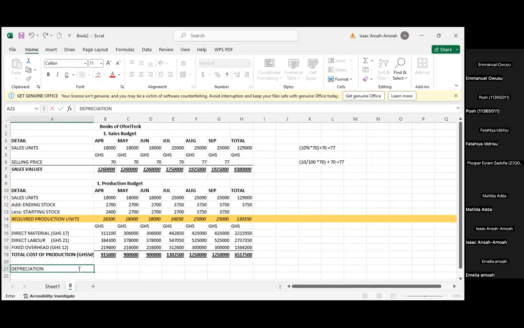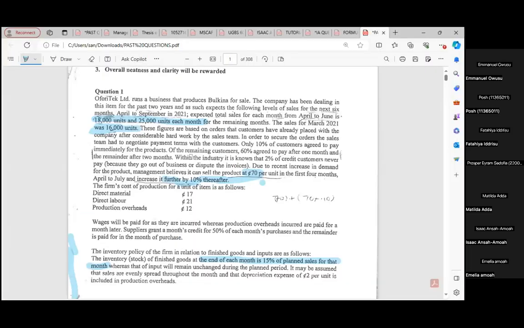Depreciation, and put it down here. But where do we get the information for depreciation? It's in the question. It's here. Let's see if we can read that section.